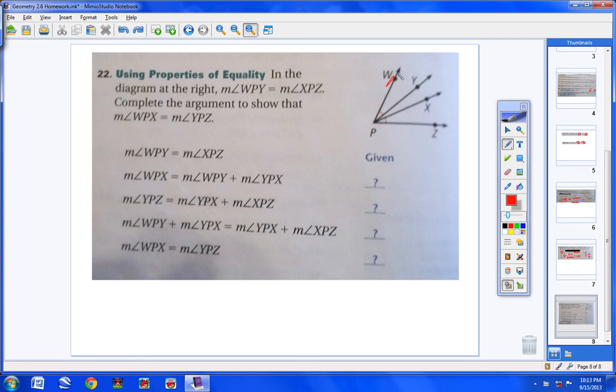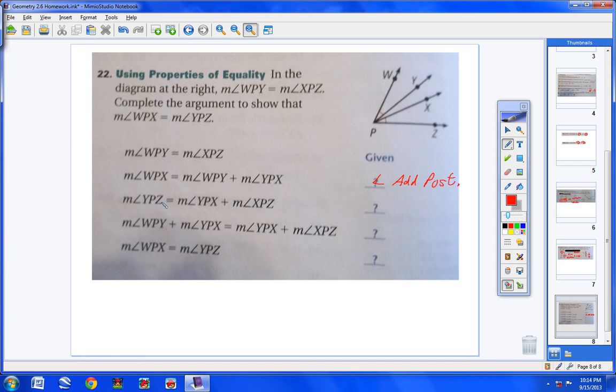WPX, I'm going to highlight it for you. WPX, that big angle, equals this angle here plus this angle here. And that makes sense. Remember, when you have an angle like this with a ray coming off of it, if you take these angles and add them together, it gives you the whole angle. And we had a name for that. What we called that was the angle addition postulate. We learned that, I don't know, so many weeks ago.